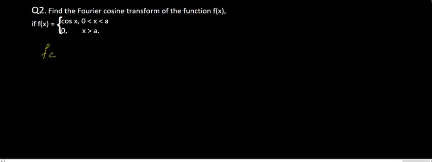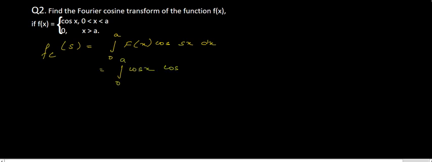So this will be F_c of s, equal to the integration over 0 to a, our range will be from 0 to a, of the function f(x) multiplied with cos of sx dx. So solving this and putting the value of f(x) that is given here, which is cos x, we have from 0 to a cos x cos sx dx. Now we will multiply by 2 in the integration. Here we have half outside and 2 cos x cos sx dx.